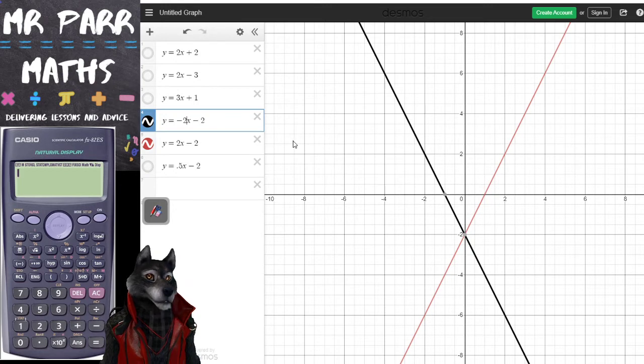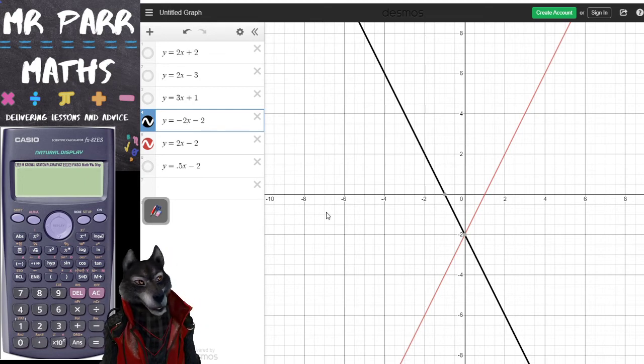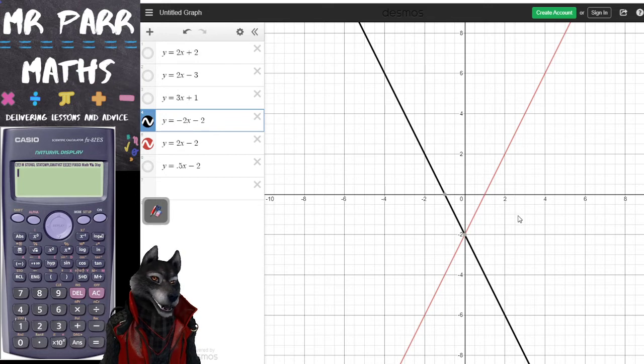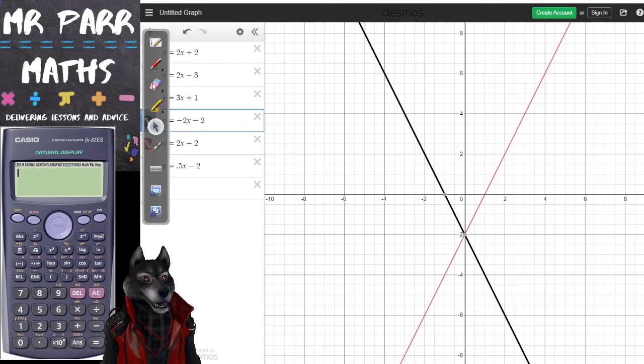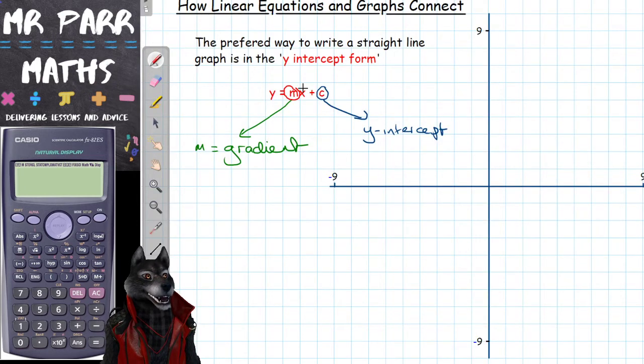And we should remember that from the last video we did on gradients, that negative gradients go down as we read a graph from left to right, and positive gradients go up as we read left to right. So, back to our screen here, not PowerPoint, sorry, that's what I'm used to doing elsewhere.